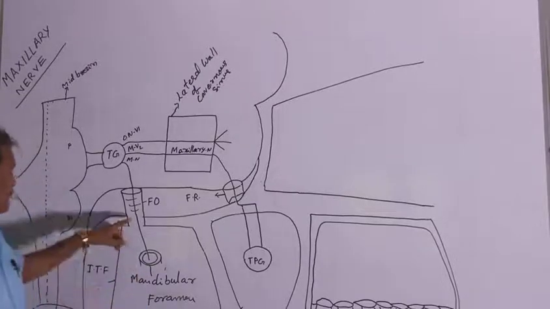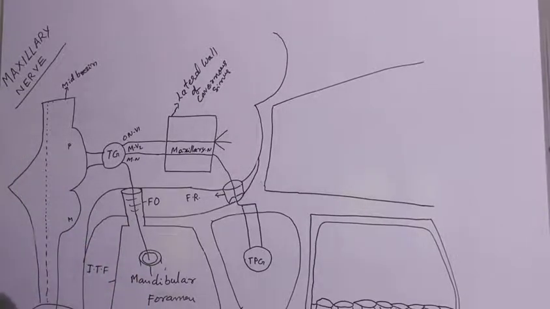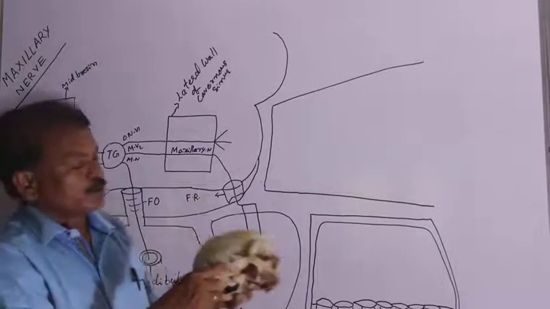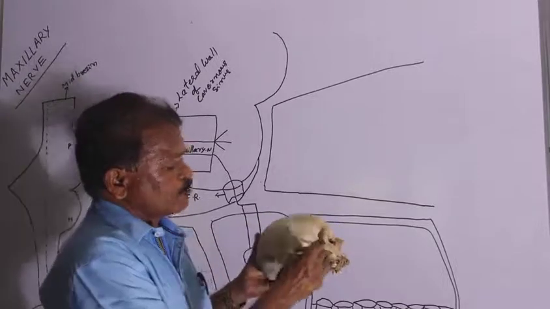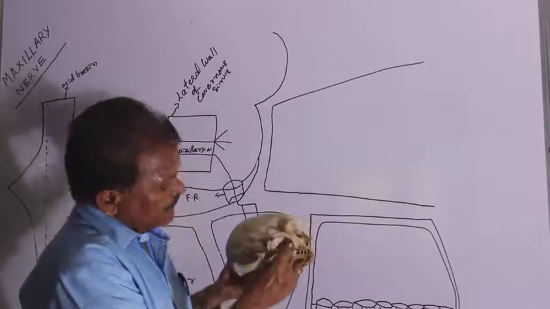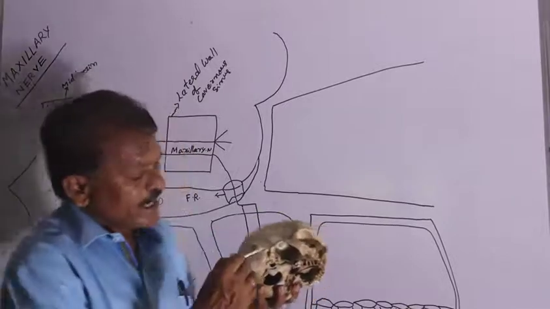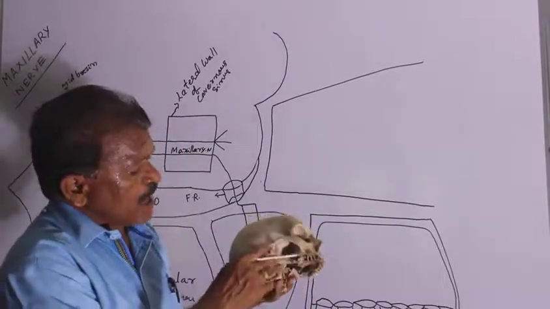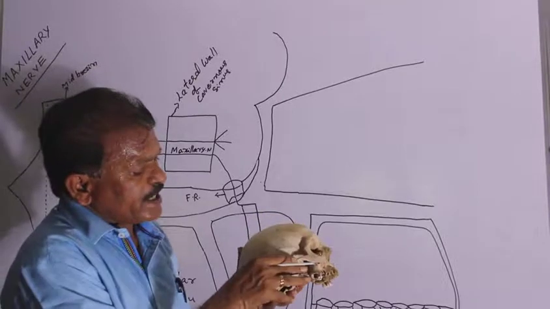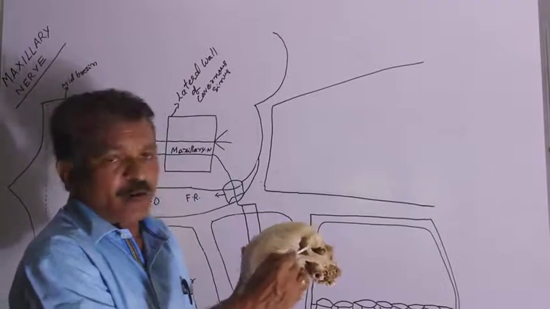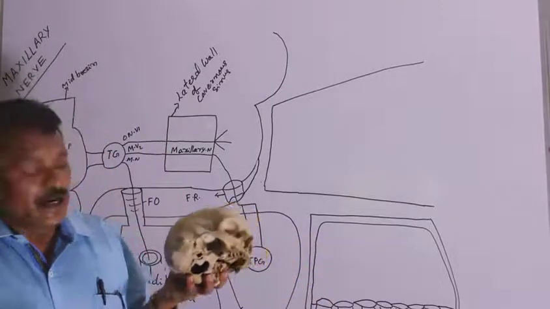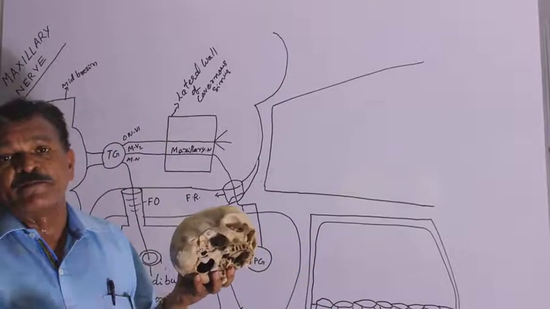And concerned about this mandible, the mandibular nerve. This one is a supratemporal fossa, and this one is an infratemporal fossa. Superior to the zygomatic arch is called the supratemporal fossa, and inferior to the zygomatic arch is called the infratemporal fossa.